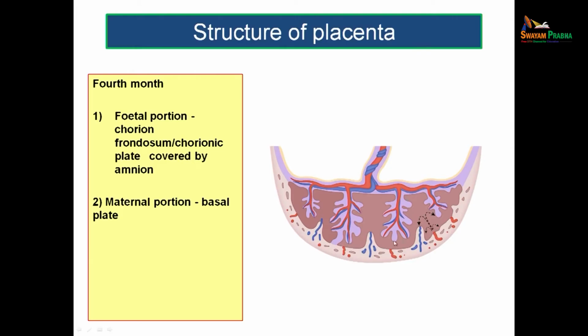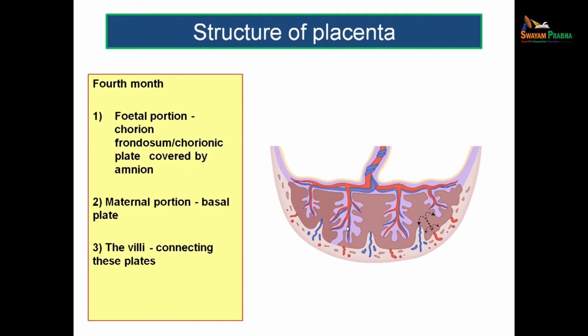What about the maternal portion of the placenta? The maternal portion of the placenta is known as the basal plate. So, you have the chorionic plate and the basal plate on either side. The chorionic plate will be on the fetal part and the basal plate will be on the maternal part. In between these two plates, you can see many projections. They are known as the villi.